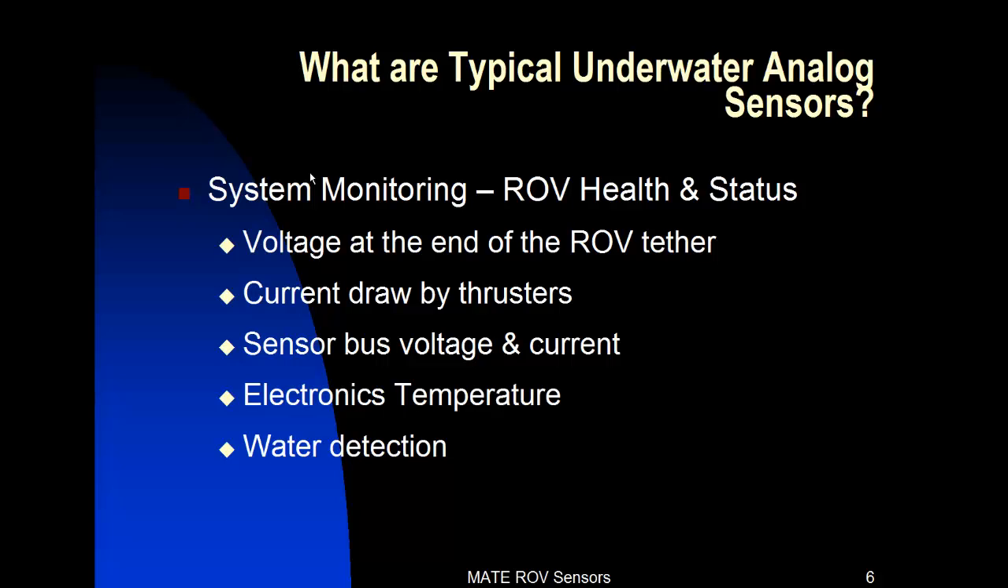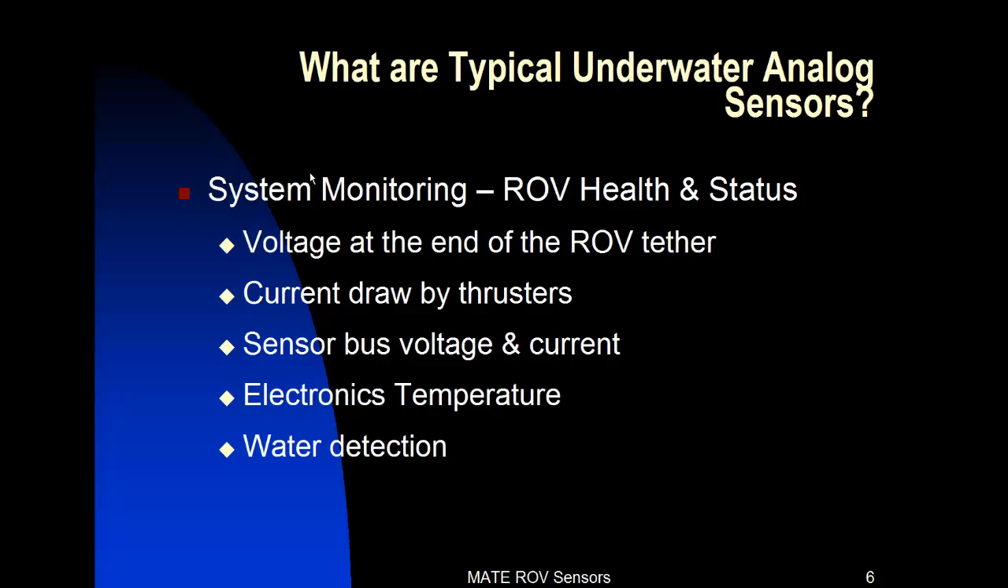And then don't forget about system monitoring, your ROV health and status. It'd be nice to know what the voltage is at the end of the ROV tether, and the current draw by the thruster. Both of these together will tell you if you have problems going on in your ROV. If you have a thruster that happens to be caught or entangled in underwater growth, the current drawn by that thruster will suddenly start going much higher than normal. You can monitor current and detect when you have a problem with the thruster.